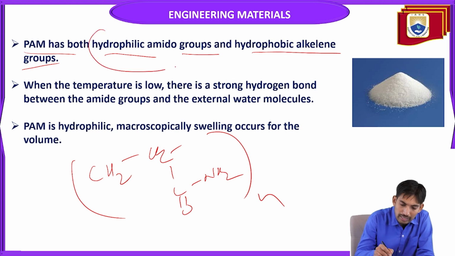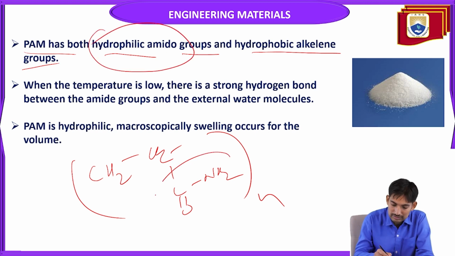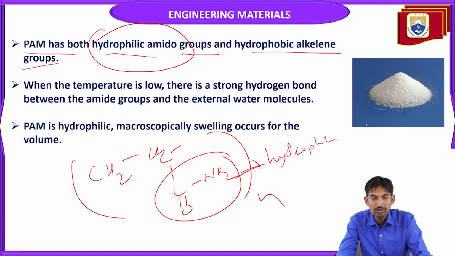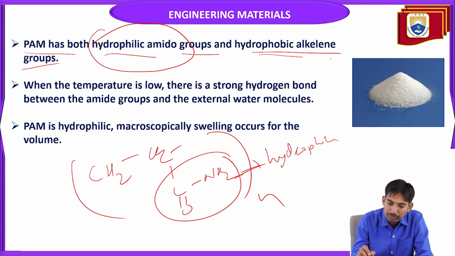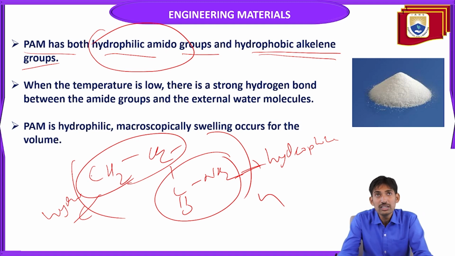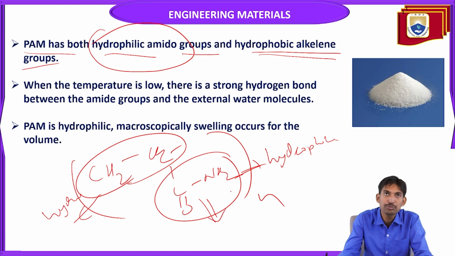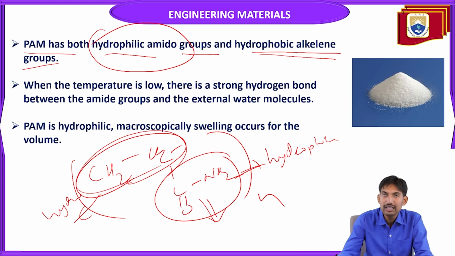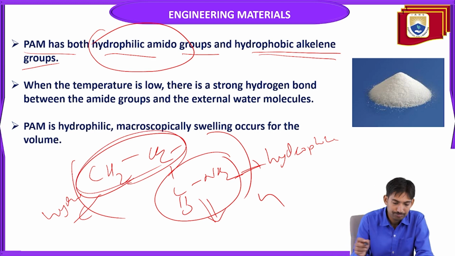It has both a hydrophilic amide group. See, this amide group is hydrophilic in nature. This is the hydrophilic functional group. And it contains a hydrophobic alkene group. This is hydrophobic in nature. The alkene group is hydrophobic. So the PAM consists of both: the amide functional group is the hydrophilic functional group, and the remaining alkene group is the hydrophobic group.